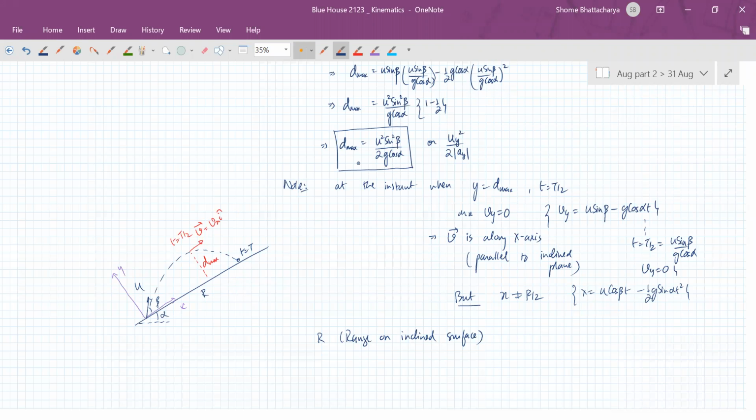The moment you write the equations, write them numerically. Don't write them as u cos alpha and all that. Just substitute the values of u, alpha and all that, so you get those equations numerically. From those numerical equations itself, you'll be able to derive the values of capital T, D max, range, and all that numerically. So it will not be a hassle. However, here we will do it parametrically.